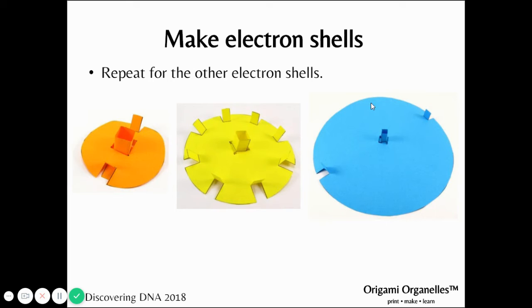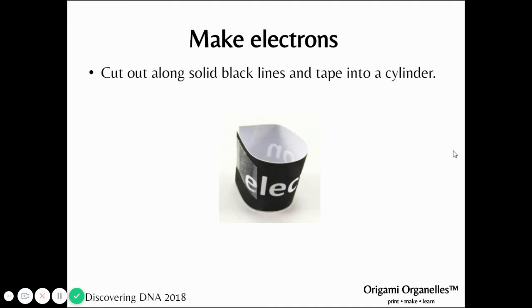So this first one here, this is the shell 1, this is shell 2, and then shell 3 was the picture we were just working on, and then this is shell 4. And you can see these stems are getting smaller because they have to fit inside of each other. And then your electrons are pretty straightforward. You cut them out and you tape them together like this. It does not have to be a perfect little circle. If you want to try to make it a perfect little circle, that's fine, but don't take too much time on that.